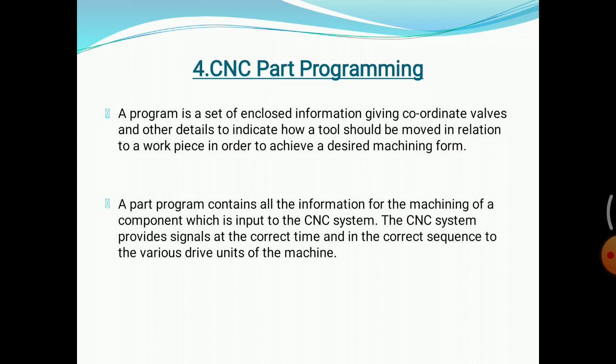So mainly in the CNC part program we will use two types of codes, G codes and M codes. The G codes are related to the cutting tool movement and M codes are related to the machine parameters. So these two main codes are used in CNC part programs.